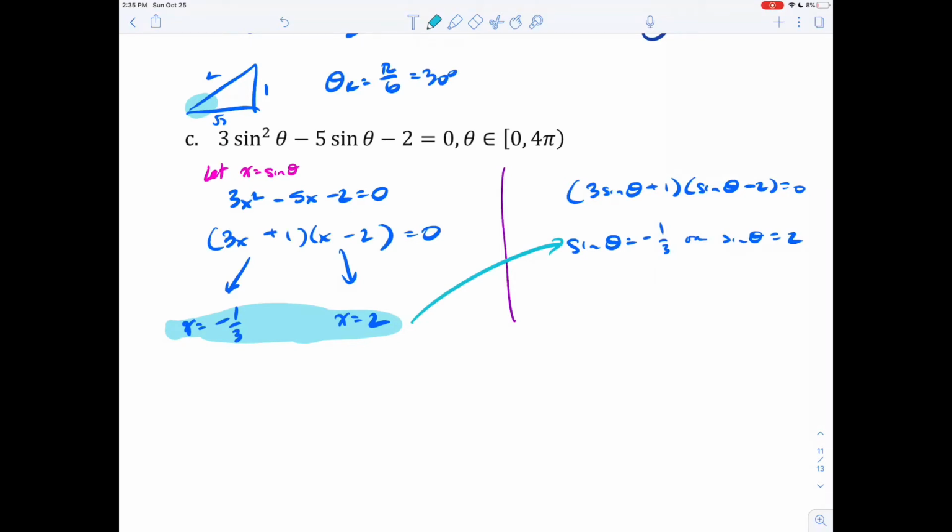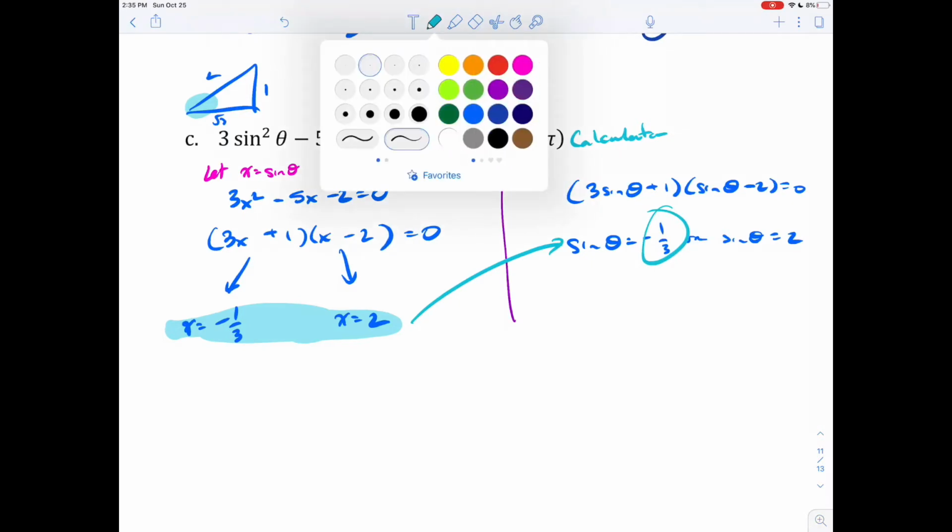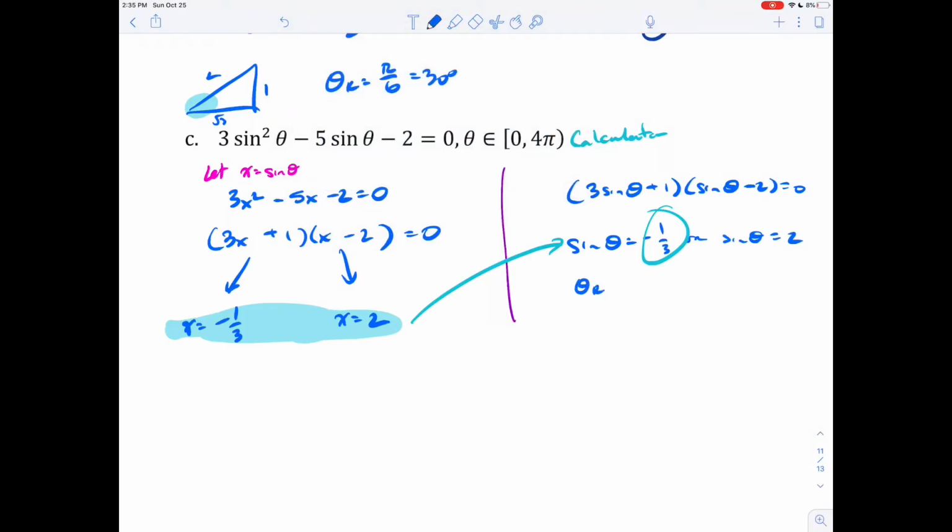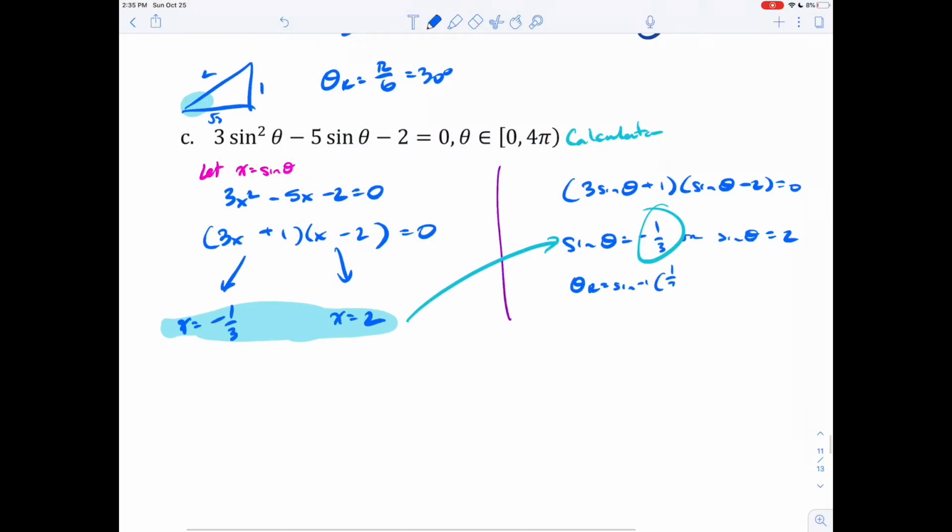Looking at this, first of all, I can tell that we're going to have to use a calculator, because this is not a special ratio at all. So, okay, we can do that. That's no problem. Reference angle will be the inverse sine of positive 1/3. And this one, my goodness. Sine theta has to be between negative 1 and 1. So 2 is a big ol' nope. That one has no solution. Continuing with the one that does, our reference angle is the inverse sine of 1/3.